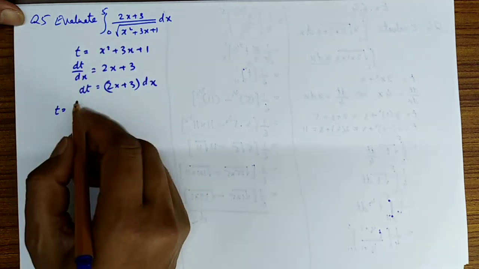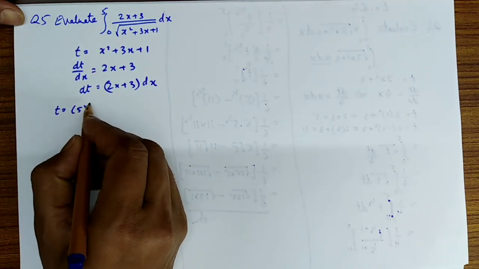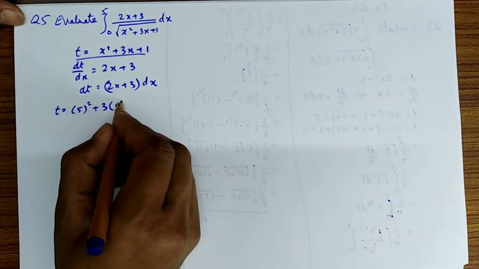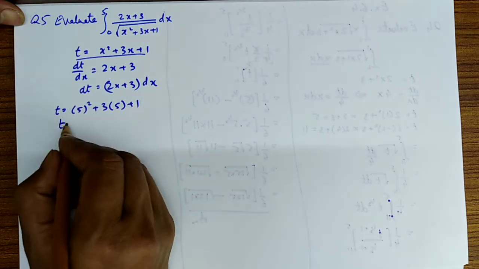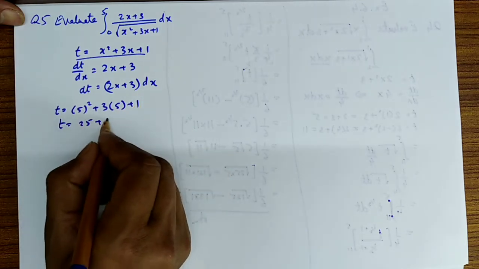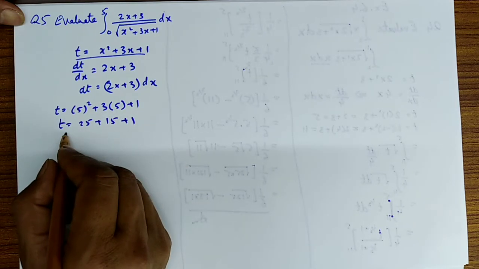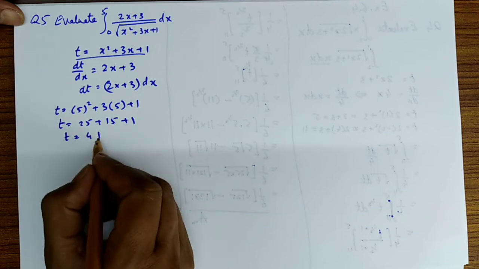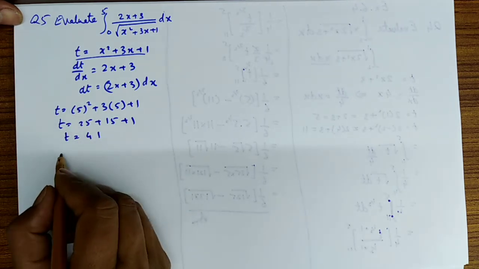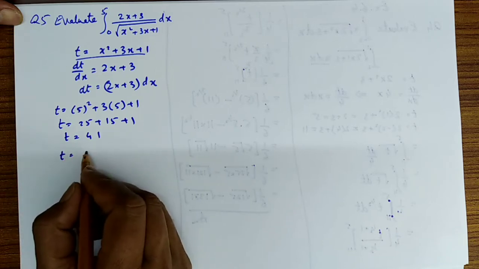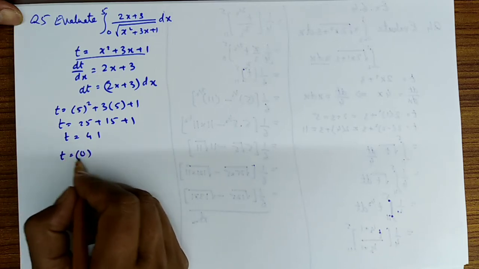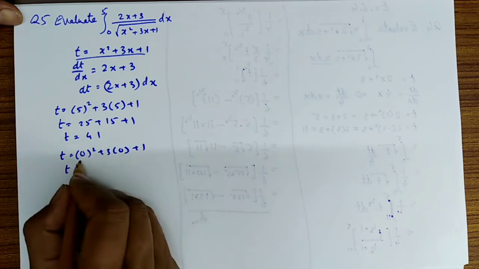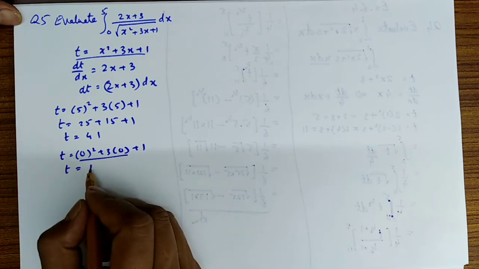To change the upper limit, we are going to put 5 into x square plus 3x plus 1. So t equals 5 square, 25 plus 15 plus 1. So now t equals 25 plus 15, that is 40, 41, right? Next, the lower limit, that is 0 square plus 3 into 0 plus 1, and this whole thing gives you 0, and you're left with 1.